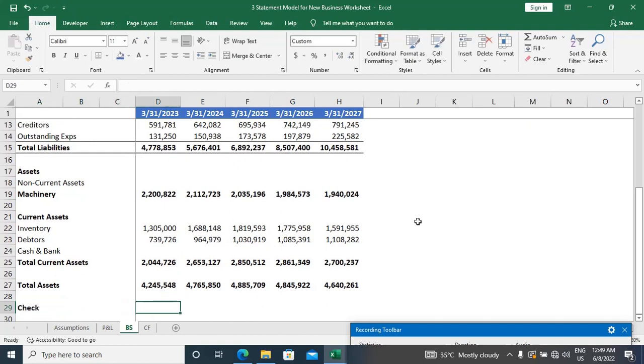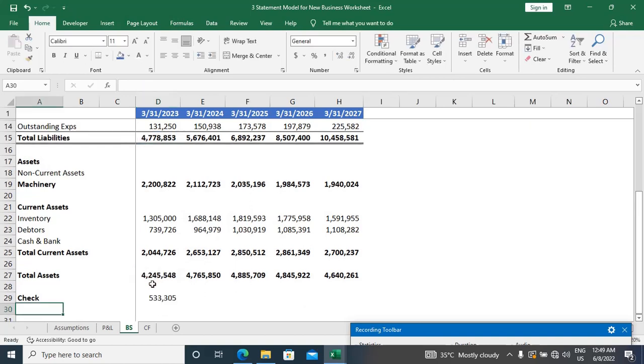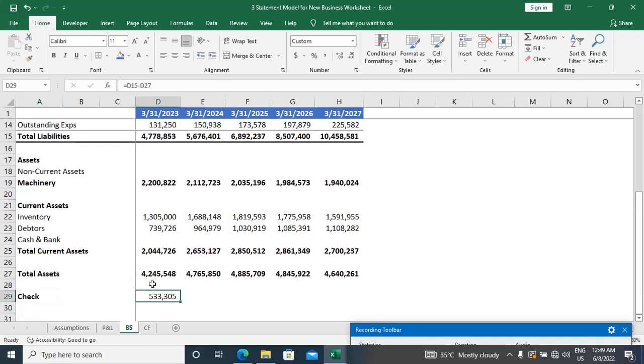So this is the checkpoint. Checkpoint means equal to, I'm eliminating total liabilities minus total assets. So this much of cash should be there. Now I have to calculate the cash flow statement. I have to make the cash flow statement.